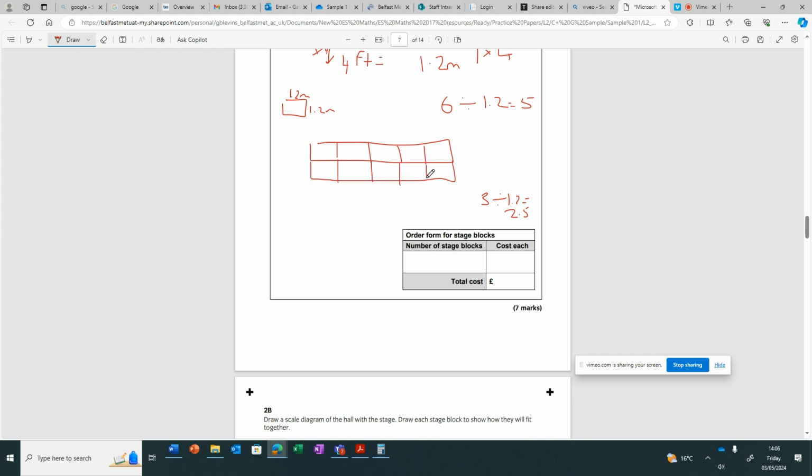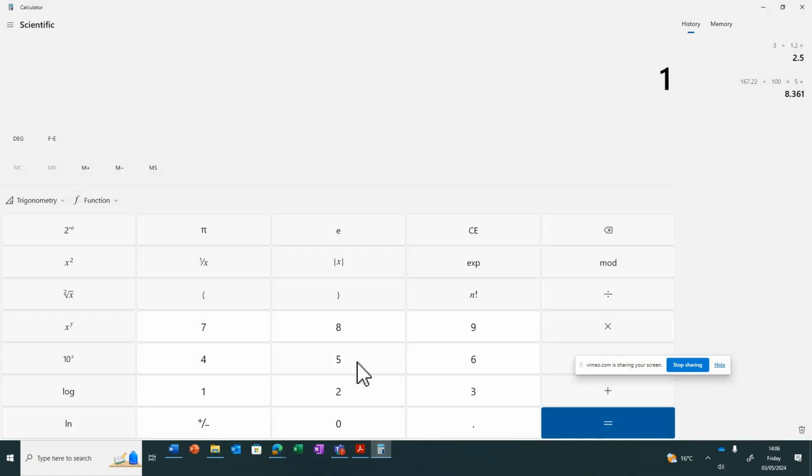So I'll have 5 blocks going that way, that'll be 6 meters. And have 3 blocks going this way, and each block is 1.2, 1.2, 1.2. So this way it'll be 3.6 meters. And how many blocks? 15. What's the cost for each? I think it was £25, wasn't it? So 15 times 25 equals £375.